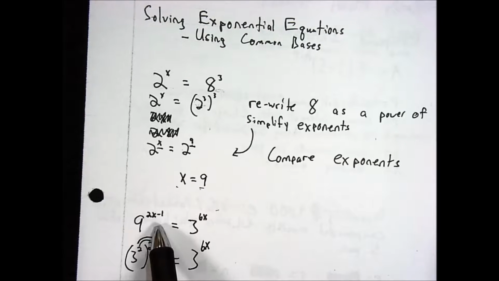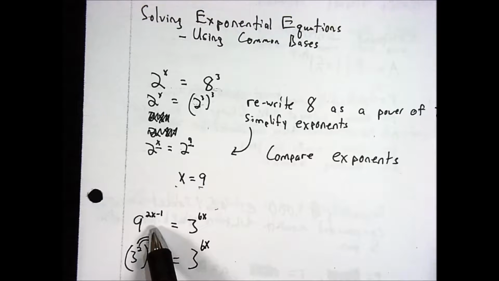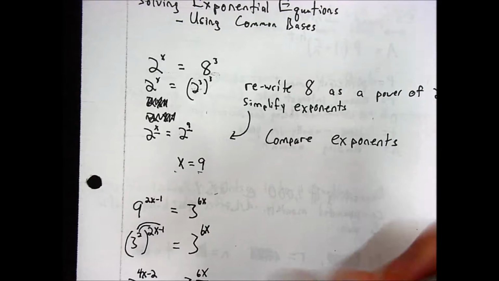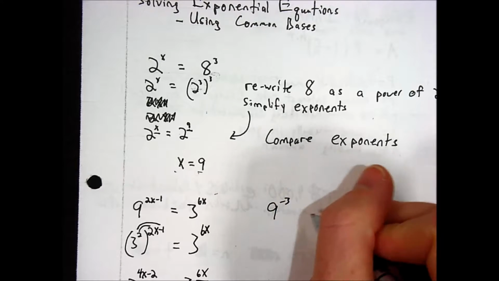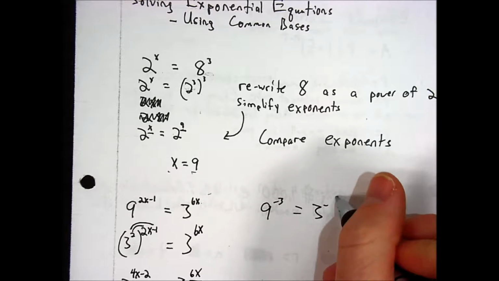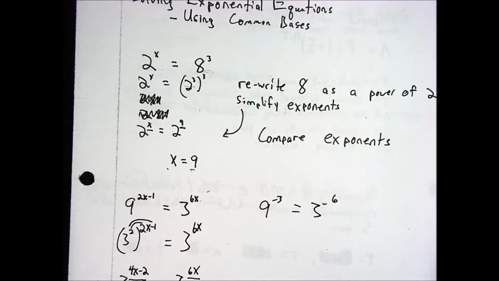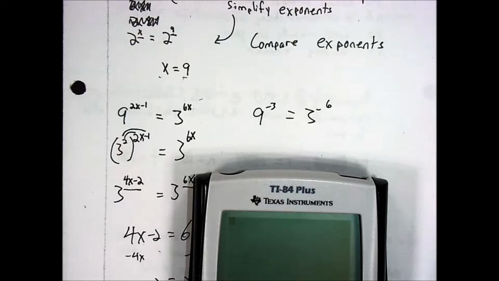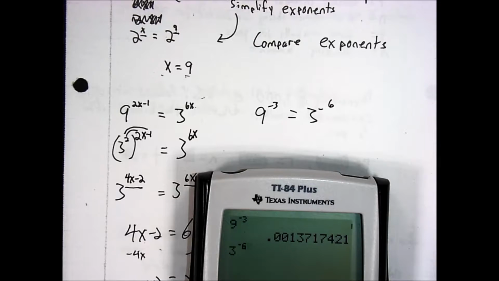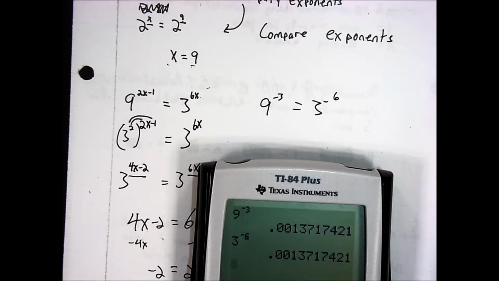Okay? Negative 1. So if I put negative 1 up here, 2 times negative 1, negative 2. Minus 1 more makes it negative 3. So we'll have 9 to the negative 3. If I put negative 1 up here, that should be the same as 3 to the negative 6th. Alright, this will be some big decimals. 9 to the negative third. Okay, there it is. 3 to the negative 6. Ta-da! Same thing. Alright?